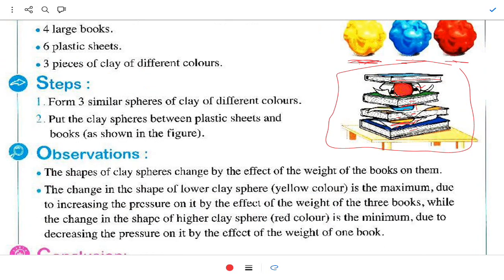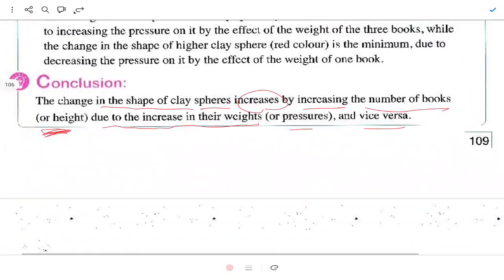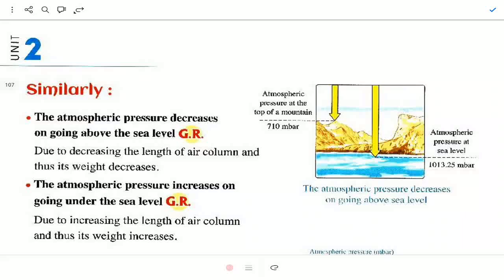The clay at the top of this figure, there is no change on it. Maybe there is no change, but the last one has a great change on it. The shape of it is completely changed. So what will you do? This figure is like our example.